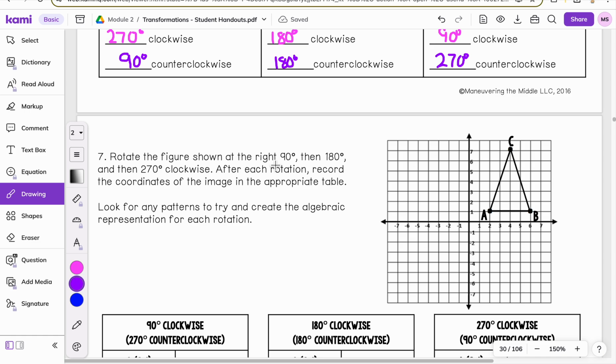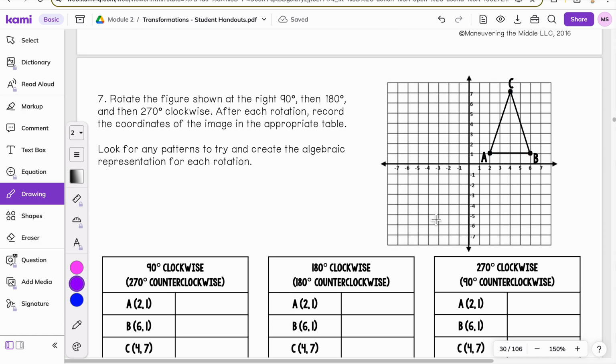So when we're rotating a figure, it is nice if we use a transparency. But you can definitely try this if you want. So it's asking you to first do 90 degree, 180 degree, and then a 270 degree clockwise. So starting with this same triangle, you're going to be rotating it 90 degrees first, then you're going to be rotating it 180 degrees, then you're going to be rotating it 270.